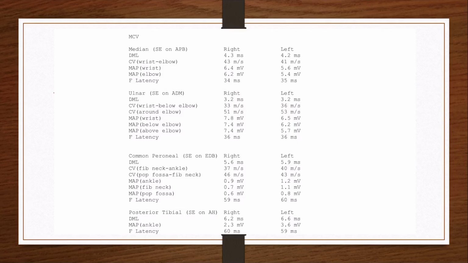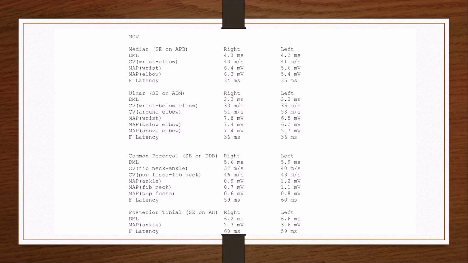F latencies, a little bit borderline raised, but kind of okay. And this is quite typical in diabetes. Things are sort of borderline-ish for either reduction in amplitudes and borderline for conduction velocities as well.